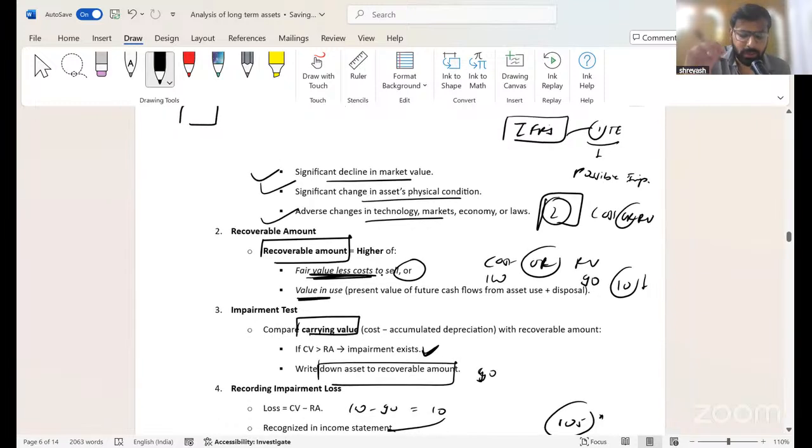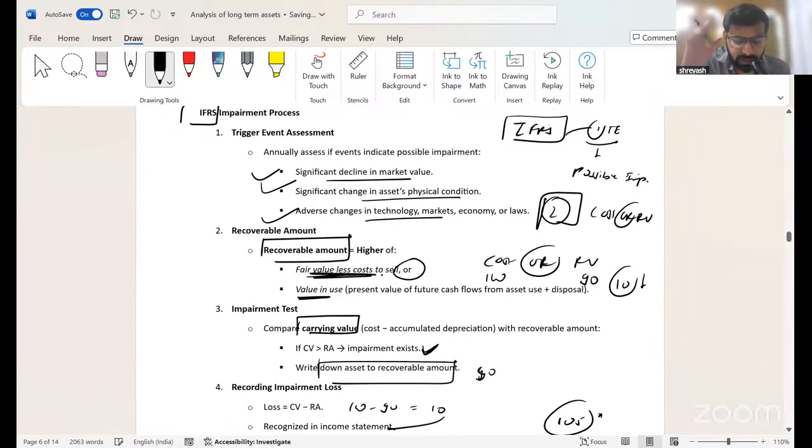So what exactly do you mean by impairment, sir? Impairment is loss in the value of the asset. Sir, ठीक है sir. It is different from derecognition? Yes, sir. Sir, loss in the value of the asset means the earning capacity of the asset has gone down.